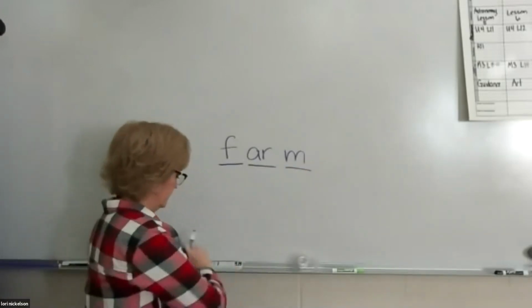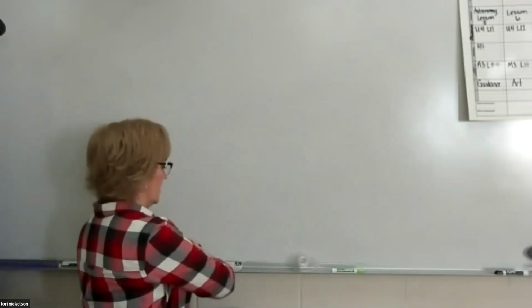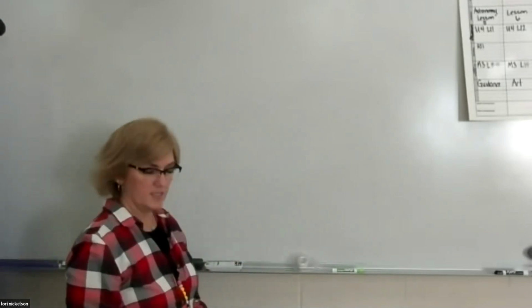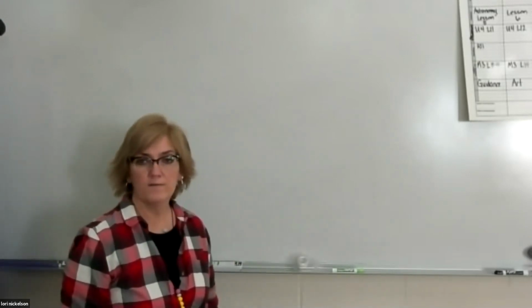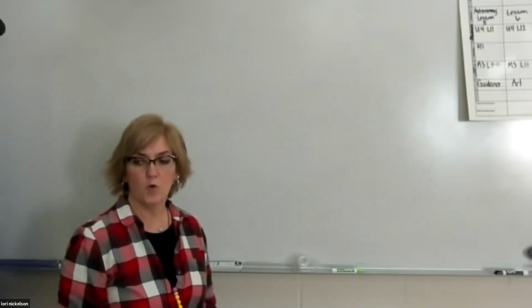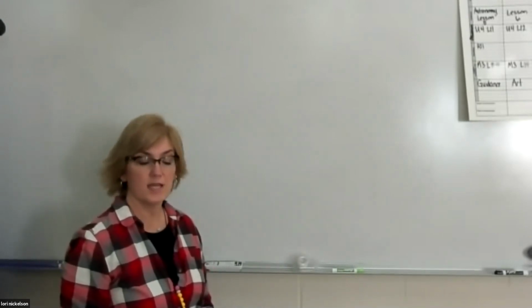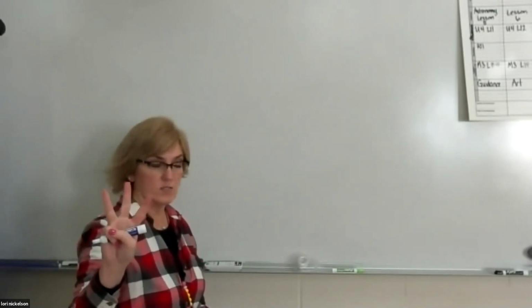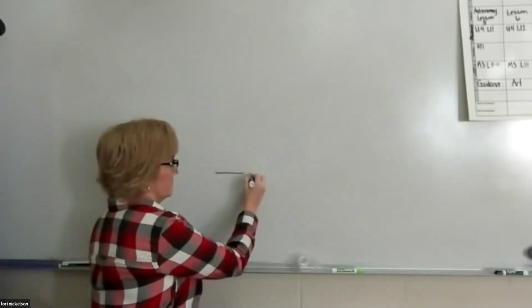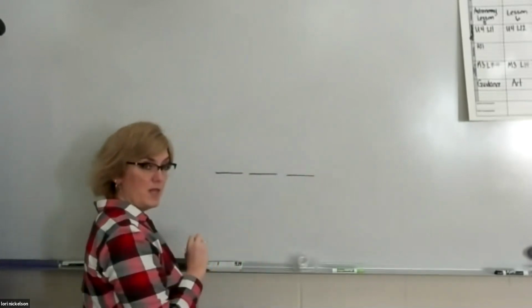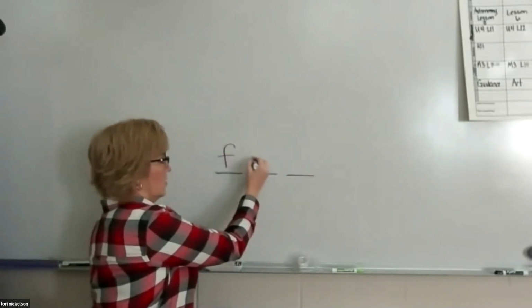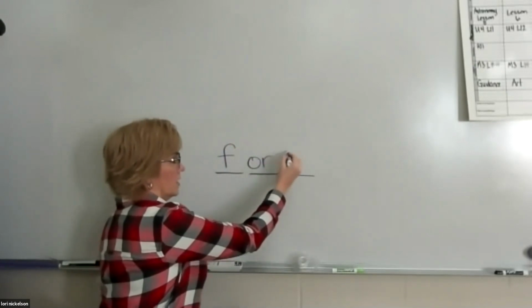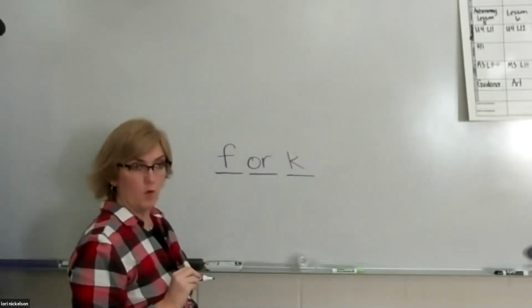All right. Let's do another one. Let's do the word fork. Fork. Say the word fork. Now let's listen for the sounds. F, or, k. How many sounds? 3 sounds. Okay, now let's spell it. F, or, k. Good. Fork.